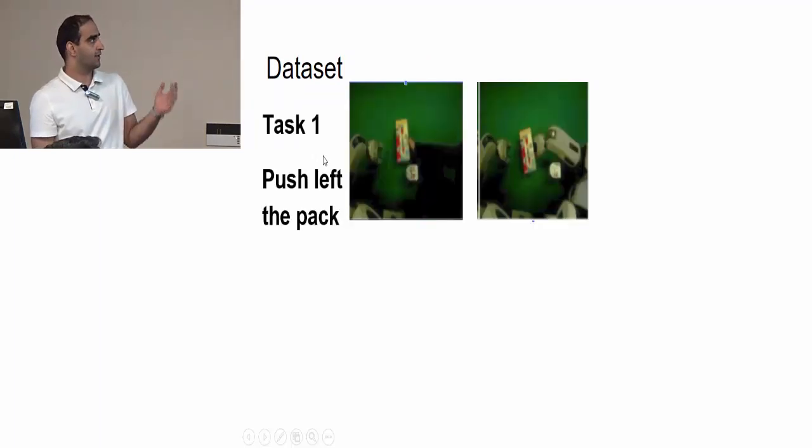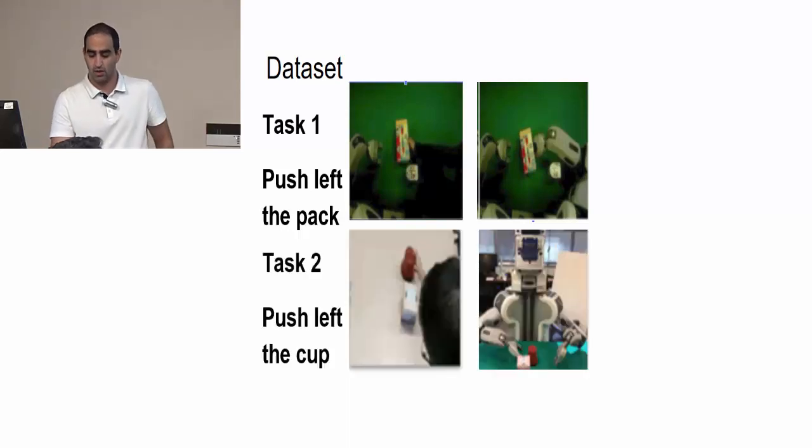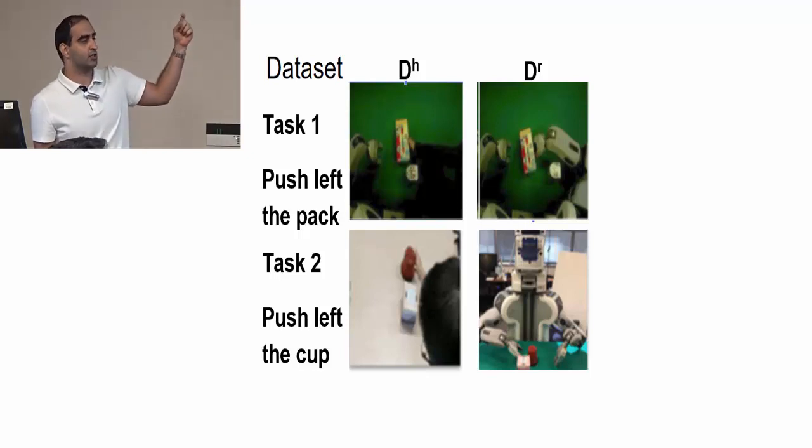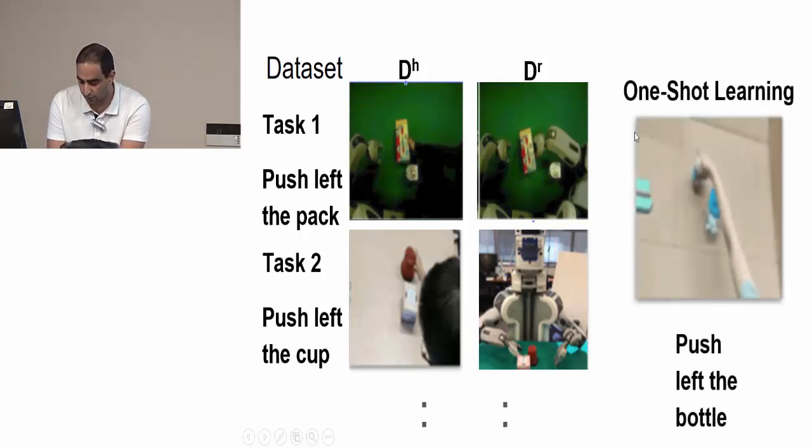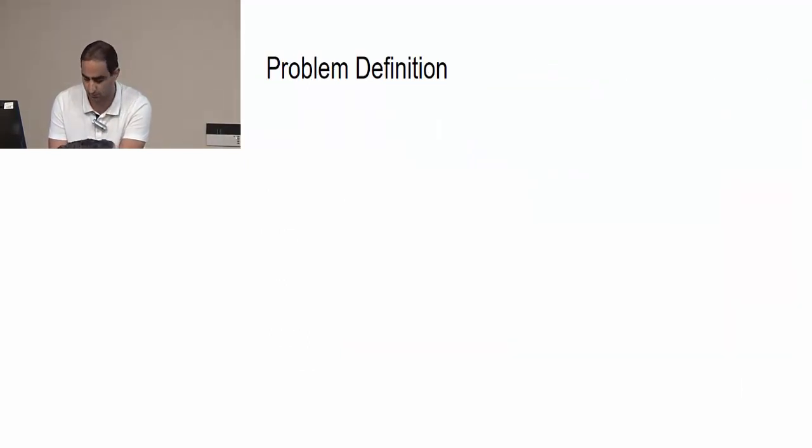Now let's take a look at our data set. We have different tasks. For example, task 1 is to push left the pack, and task 2 is to push left the cup. We call the human demonstration DH and the robot demonstration DR. We have many different tasks, and for each task we have a robot demonstration and a human demonstration. One-shot learning means that we are given just a human demonstration and we want to understand that task and perform it, for example a new task like pushing left the bottle that has not been seen during training.